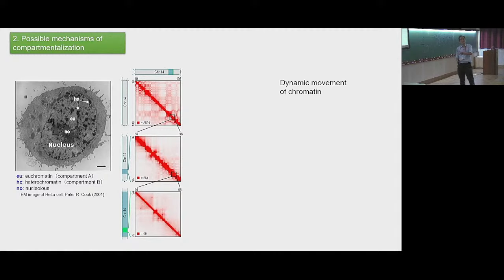Often the repetitive retrotransposon sequences are found in the heterochromatin region. The terminology of euchromatin or heterochromatin came from microscopy observation, and the terminology of compartment A and compartment B came from the Hi-C measurements. Then probably this corresponds like this: compartment A is euchromatin and compartment B is heterochromatin. And NO here is the nucleolus. So this is a liquid droplet of ribosomal RNA and other factors.